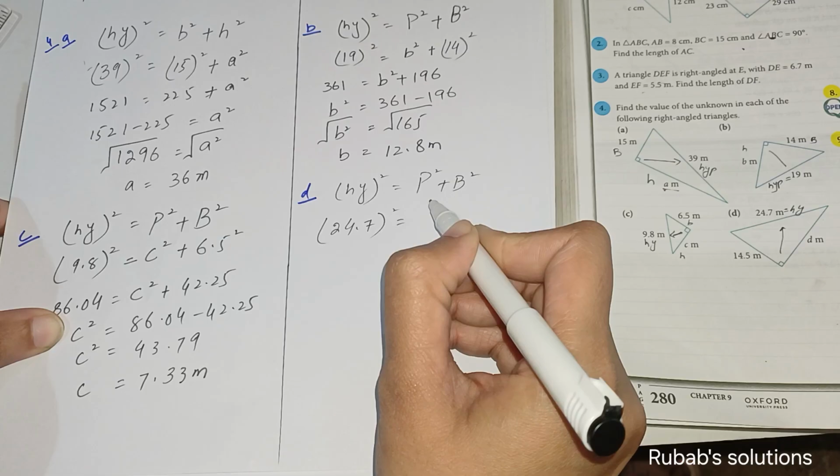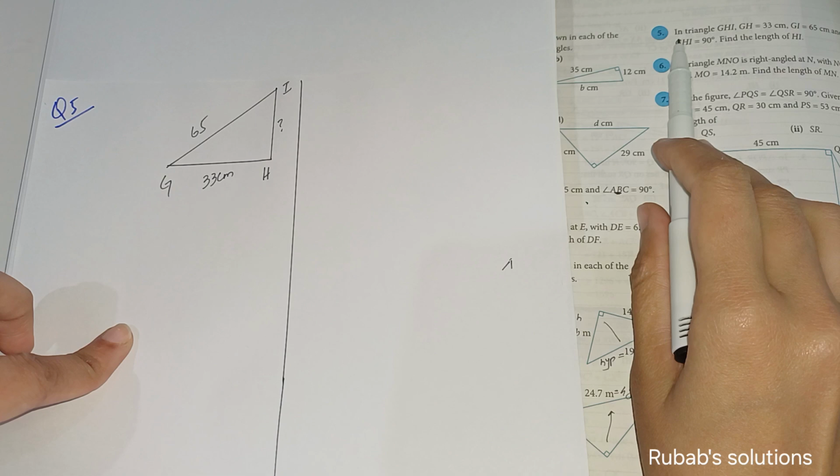Now this 225 will shift on the other side and it will get subtracted, so I will get the answer 1521 minus 225. This is equal to a square. I have to subtract it now. After subtraction I will get the answer, that is 1296. This is equal to a square. Taking square root on both sides, and you will get the answer a is equal to 36, and the unit with it, that is meter.